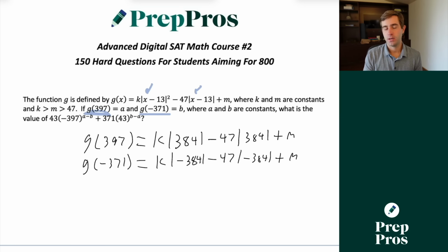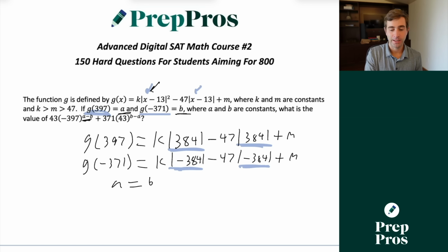And what you may notice is after we've plugged in the 397 for x and then the negative 371 in, we get the exact same equation, but we see a positive in the absolute value and a negative in the absolute value. But with absolute value, everything becomes positive. So what this really means is both of these are the exact same equation. So therefore, we know g of 397 equals a and g of negative 371 equals b. That really tells us that a is equal to b.